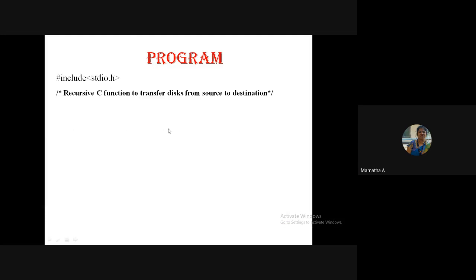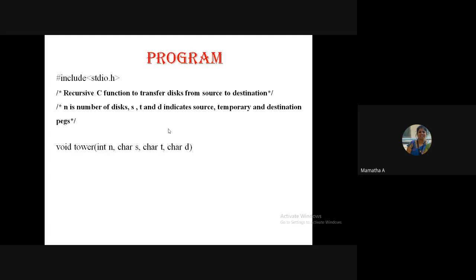Okay, fine. Now, the function definition is like this: void tower, int n, and a, b, c, which I have just named as S, T, D; they are all characters. You all know that in the recursive case, there should be a base case, or a terminating case, which terminates your function at some point of time. So at some point when it wants to terminate, you should give the base case. Otherwise, the recursion goes on.